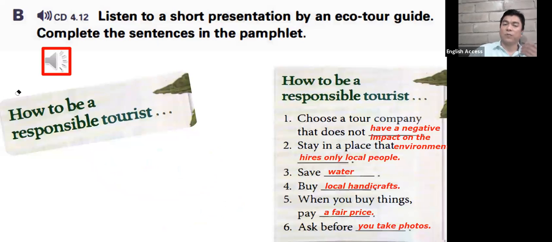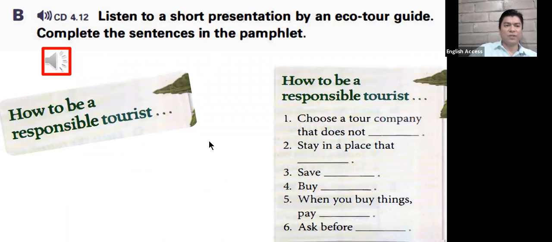And of course, this is when a tourist visits, how do we call this? These countries that depend only on tourism. And number 6, ask before you take photos. Very nice. That was good. Do you have any questions?